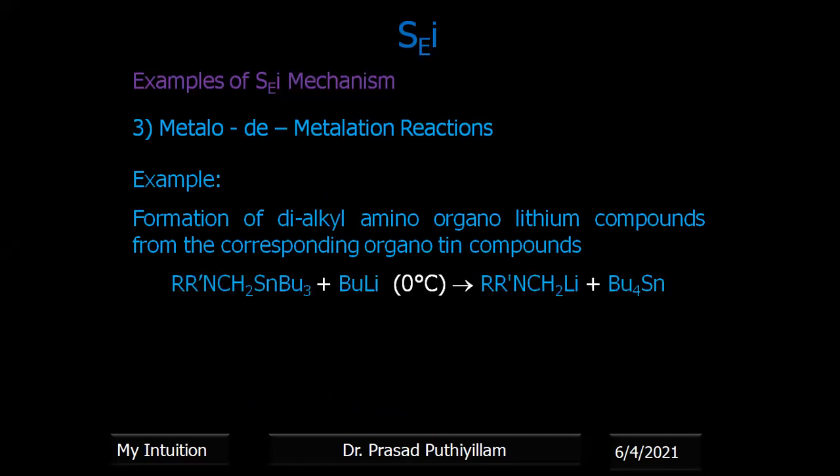One of the organotin compounds is represented here: R2N-CH2, where both R groups are connected to nitrogen, and the nitrogen is connected to CH2. Therefore it is an amino group, a tertiary amine group, connected to tin, as well as a tertiary butyl group three times, connected to the tin. Plus butyl lithium at 0 degrees Celsius gives the organolithium compound plus Bu4Sn.